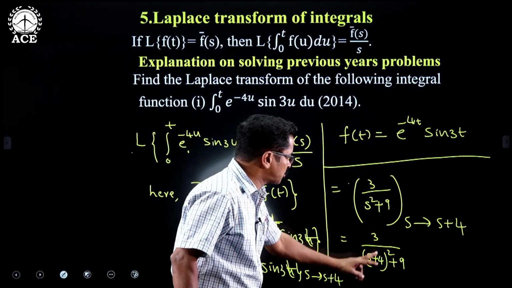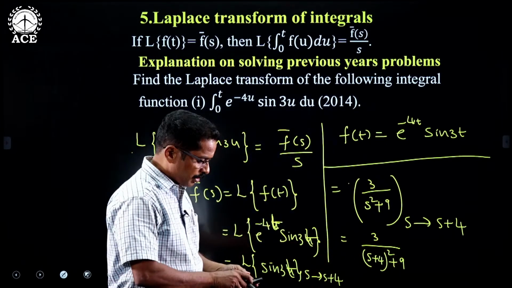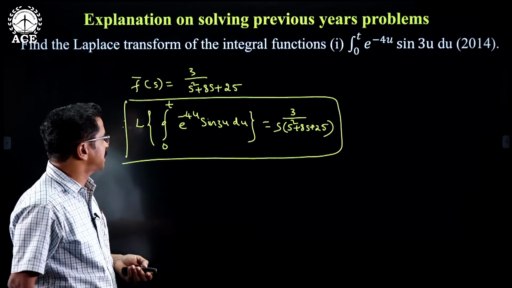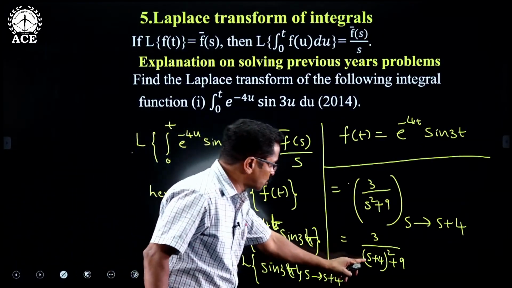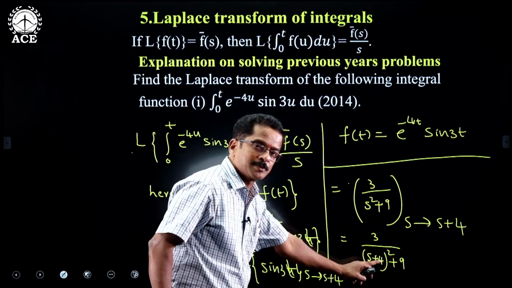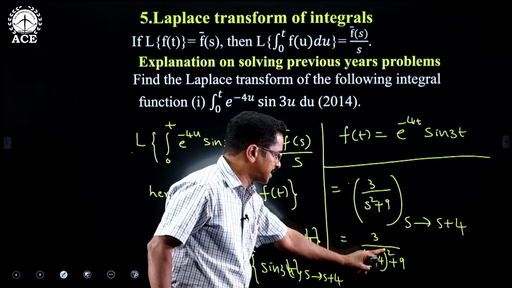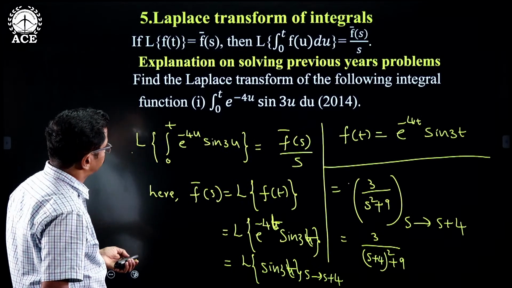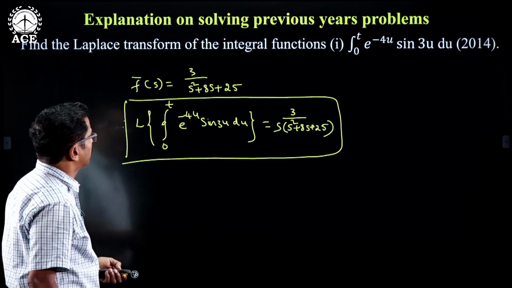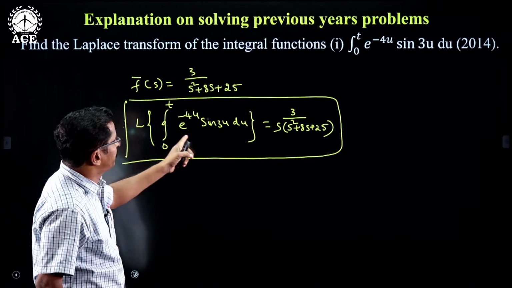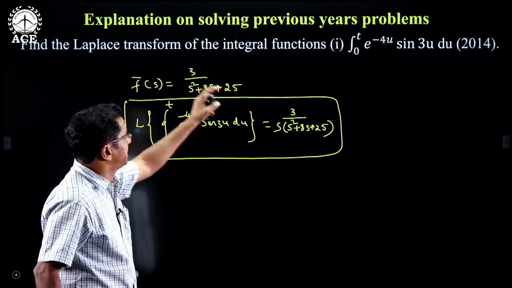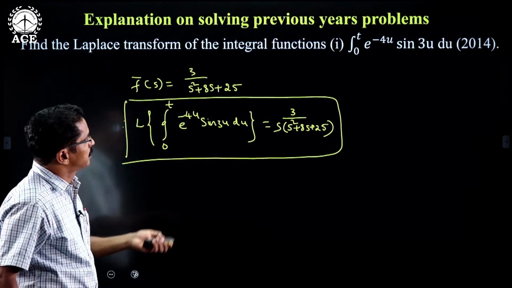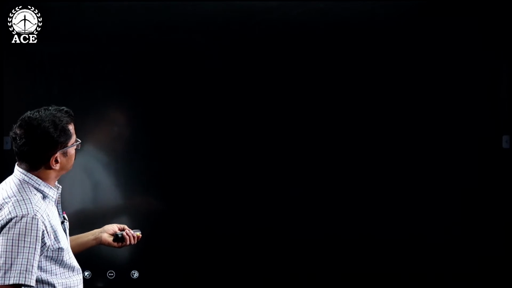3 by (s plus 4) whole square plus 9. On simplification, you will get 3 by s square plus 8s plus 16 plus 9. Applying (a plus b) whole square, s square plus 8s plus 16, that is s square plus 8s plus 25. Okay. And Laplace transform of integral is f bar of s by s, so it is 3 by s into s square plus 8s plus 25. Okay. Next question.